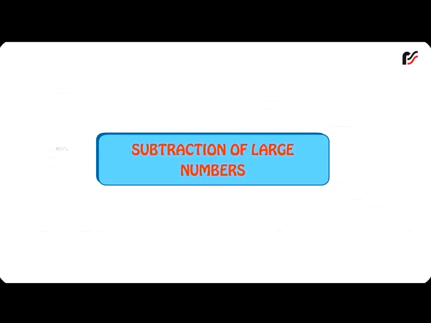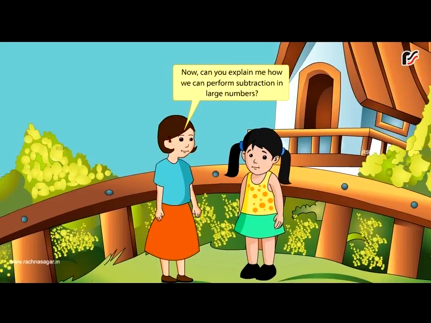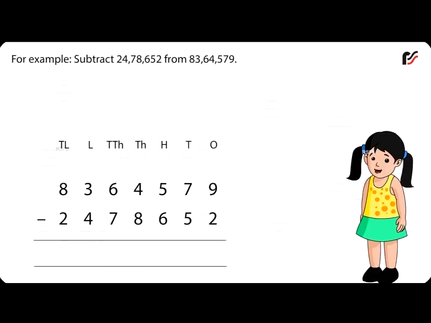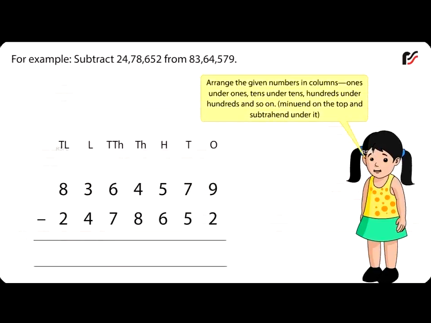Subtraction of large numbers. Now, can you explain me how we can perform subtraction in large numbers? Sure, I'll try. For example, subtract 24 lakh 78,652 from 83 lakh 64,579. Arrange the given numbers in columns, ones under ones, tens under tens, hundreds under hundreds, and so on.